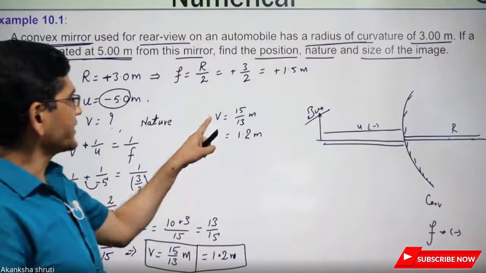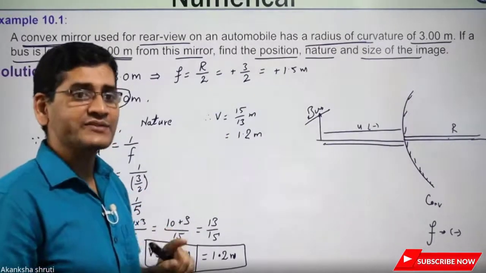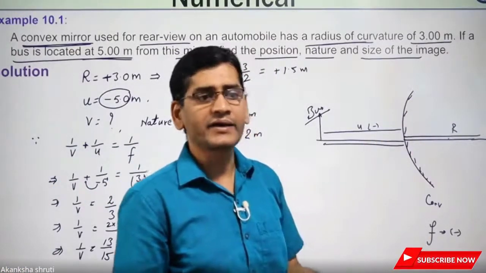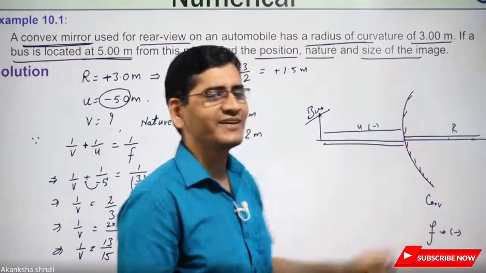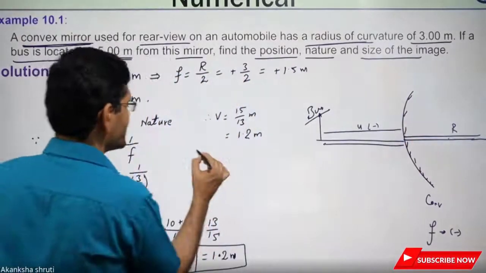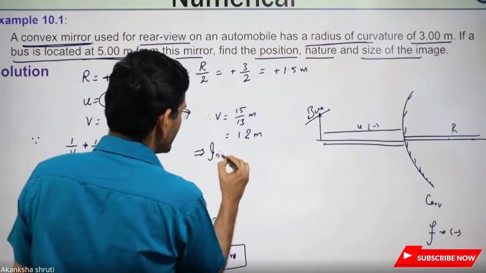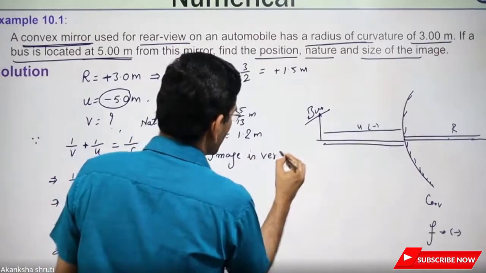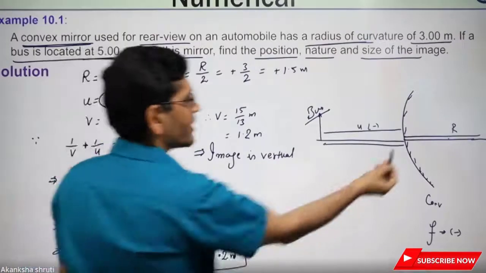Here we are getting that this v is positive. That positive itself indicates that the image is going to form on the right hand side and it will be virtual because the image is behind the mirror. So this implies, even by writing this, we have to write the image is virtual. While the image is virtual, it is always upright.